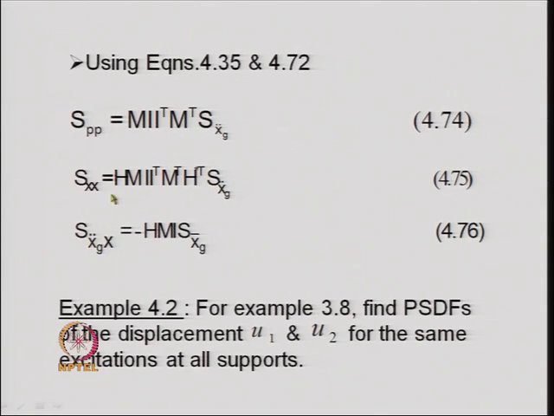And the cross power spectral density function between the ground acceleration and the displacement will be equal to minus H M I S X double dot G, and that follows from the equation that we just examined, that is, the output-input correlation S X X double dot G is equal to A into S X. So, in place of A we write down here now H M I. That becomes the pre-multiplier for the S X double dot G.